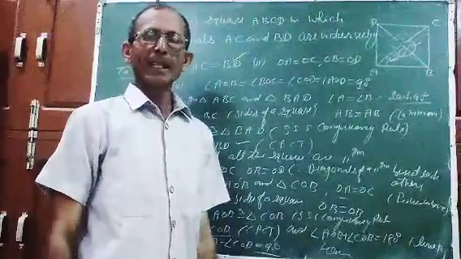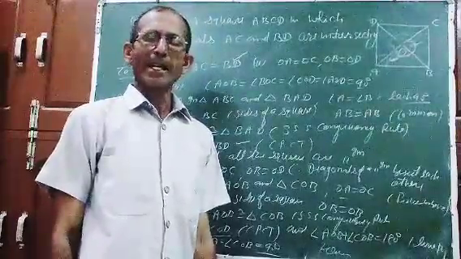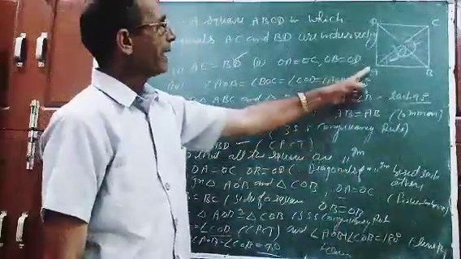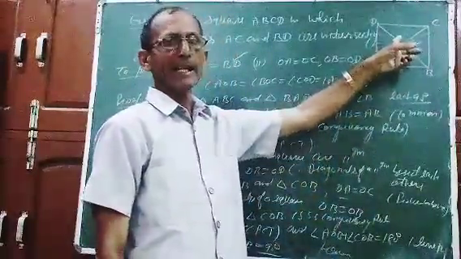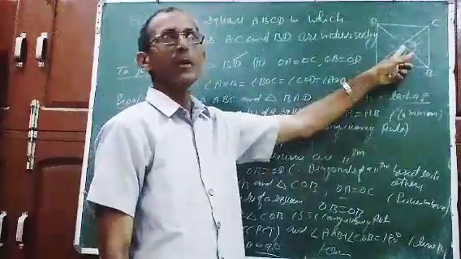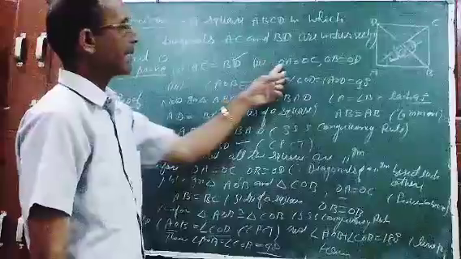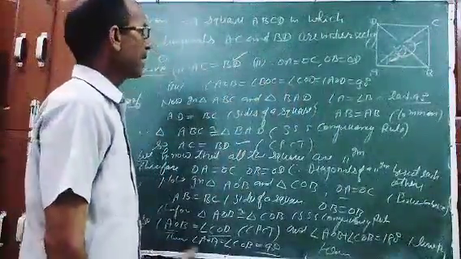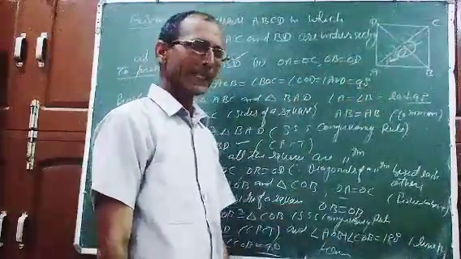Prove that the diagonals of a square are equal and bisect each other at 90 degrees. Given a square ABCD in which AC and BD, the diagonals, intersect at O. Now we have to prove first, AC is equal to BD; second, OA is equal to OC and OB is equal to OD; and third, they bisect each other at 90 degrees.